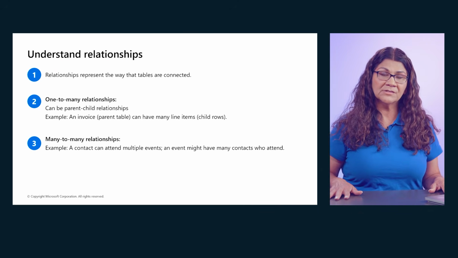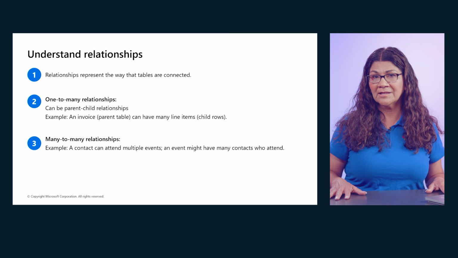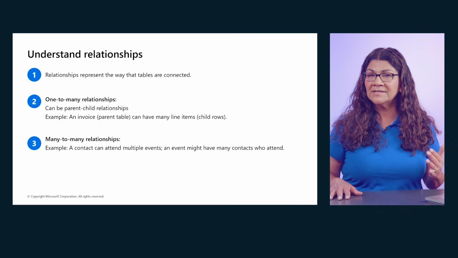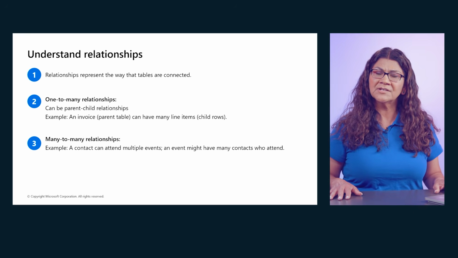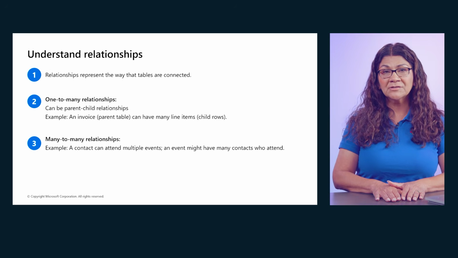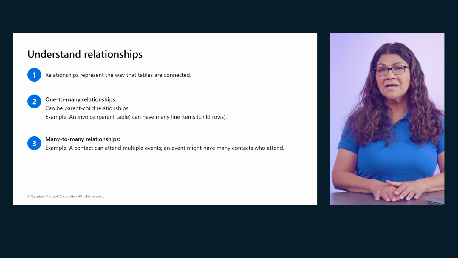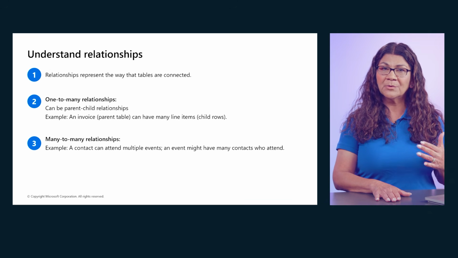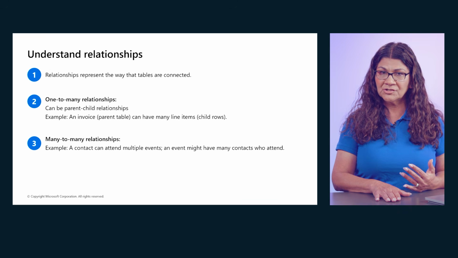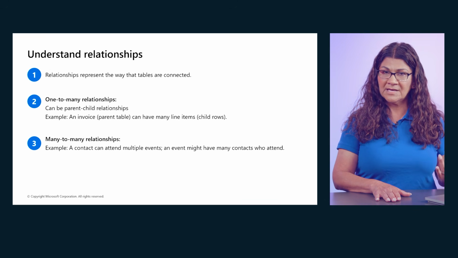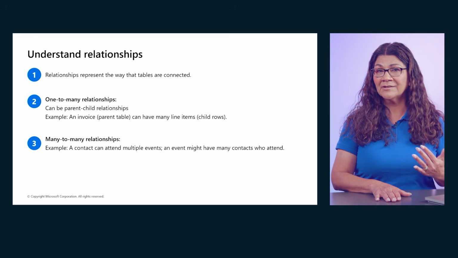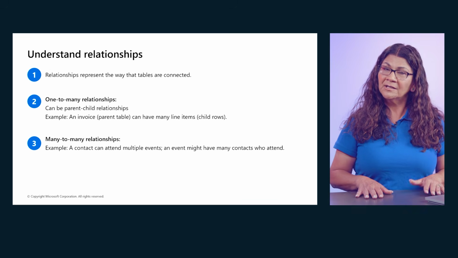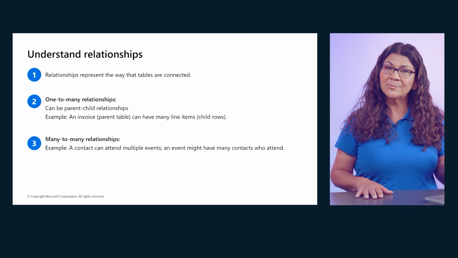Microsoft Dataverse supports relational data modeling through one-to-many and many-to-many relationships between tables. These relationships are foundational for building structured, scalable business apps. In a one-to-many relationship, also known as a parent-child relationship, one record in the parent table, let's say invoice, can be associated with multiple records in the child table, let's say line items. But each child record links back to only one parent.